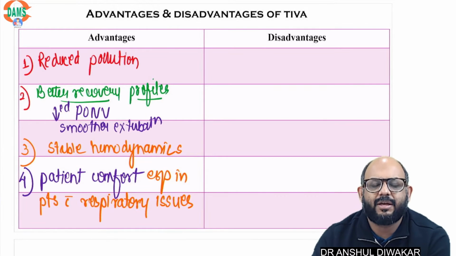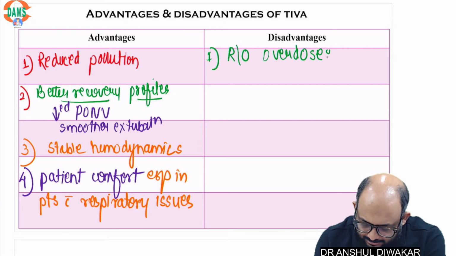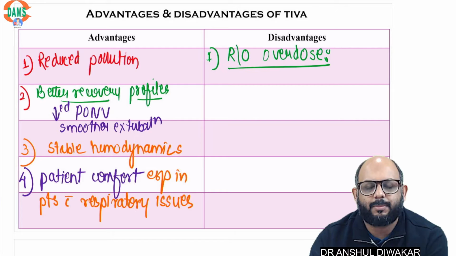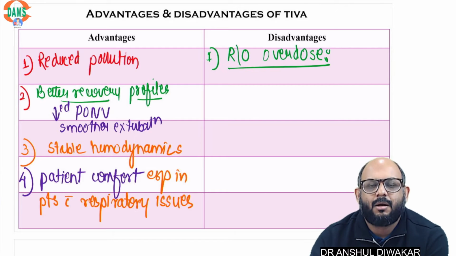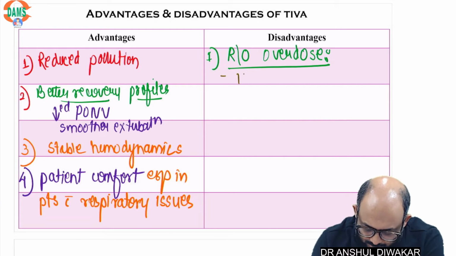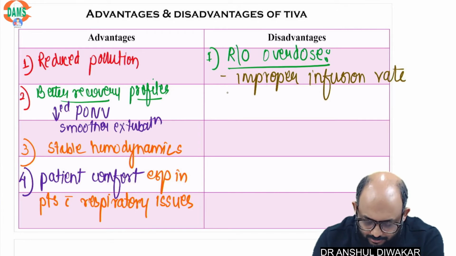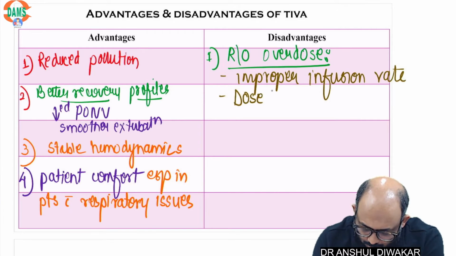But obviously it is not a fail-proof technology. There is always a risk of overdose. And this is when you don't understand TIVA well, when you don't understand the compartments and you don't understand the concept of volume of distribution, clearance, bolus dosing, elimination, plasma concentration. If you don't understand this, then there is always a possibility of overdose, especially when you have improper infusion rates, or you have entered the wrong concentration, or a dose calculation error.